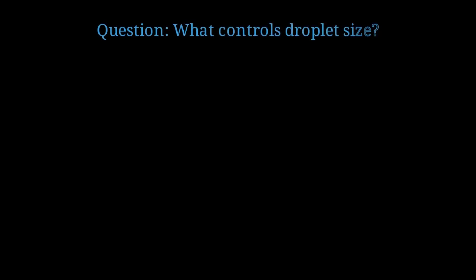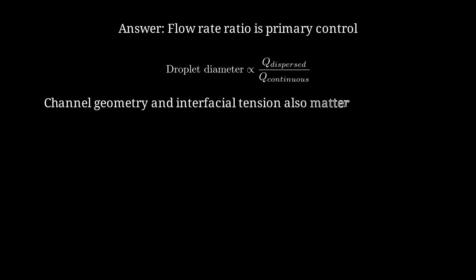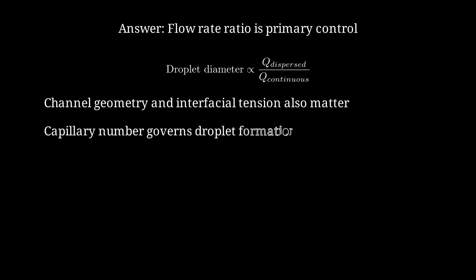Here's an important question. What parameters control the size of droplets generated in these devices? The answer is that the flow rate ratio between the continuous and dispersed phases is the primary control parameter. Droplet diameter is proportional to the ratio of dispersed phase flow rate to continuous phase flow rate. Additionally, channel geometry and interfacial tension between the fluids play important roles. The capillary number, which compares viscous forces to interfacial tension forces, governs the droplet formation process. Capillary number equals viscosity times velocity divided by interfacial tension.